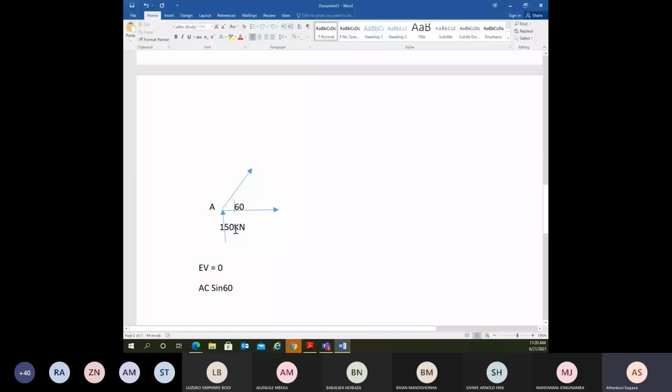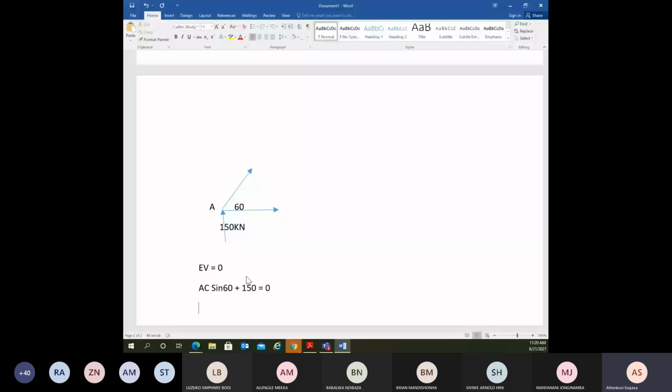The vertical here is 150. Towards which direction? Towards a positive direction, here upwards. Then I will say plus 150. Is there any other vertical force available here? No, there is no other vertical force. Then I will say equal to 0.